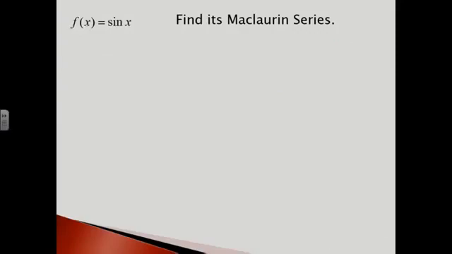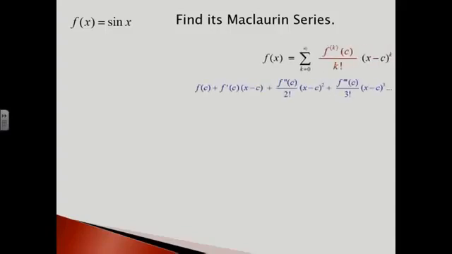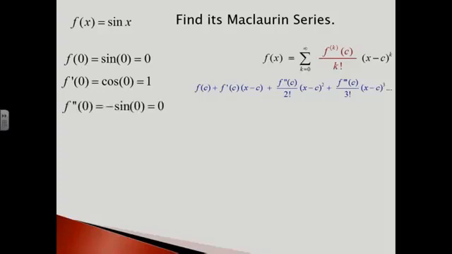Next, find the Maclaurin series of f(x) equals sin x. We recall the form of the Maclaurin series. Since sin x does not have the same derivative of all orders, we should express them term by term. First, we compute f(0). It equals sin 0 equals 0. Then we find the derivatives at 0. The first derivative is cosine x. Its value at 0 is 1. The second derivative is minus sin x.